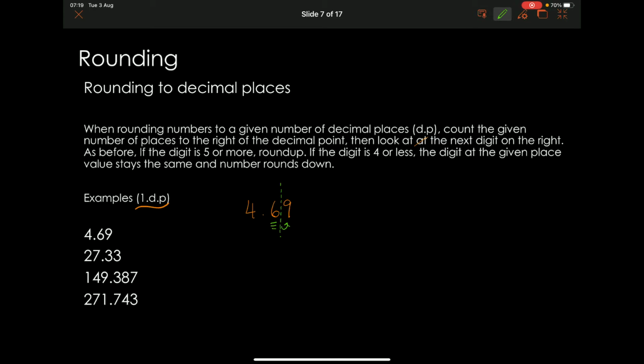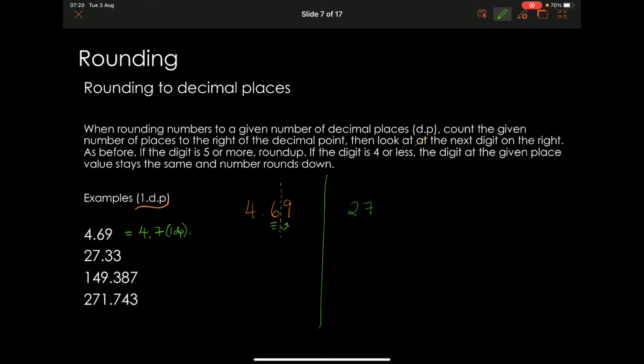This is the number we're rounding. The 4 stays the same, we don't change that. If it's 5 or above, we round up. So that 6 actually becomes a 7. So our answer would just be 4.7 to 1 decimal place, because we only want 1 number after the decimal point. That's what that means.